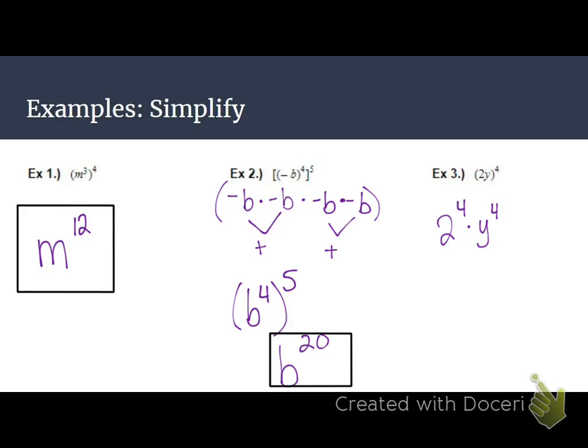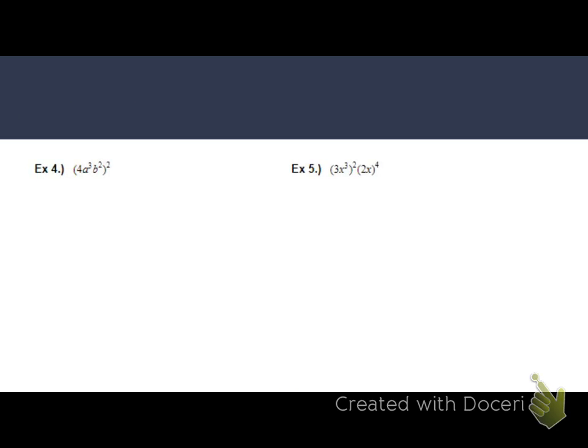What part of this could be simplified more? 2 to the 4th equals 16. So we really have 16y to the 4th. Questions about examples 1, 2, or 3? Okay, we'll keep moving.